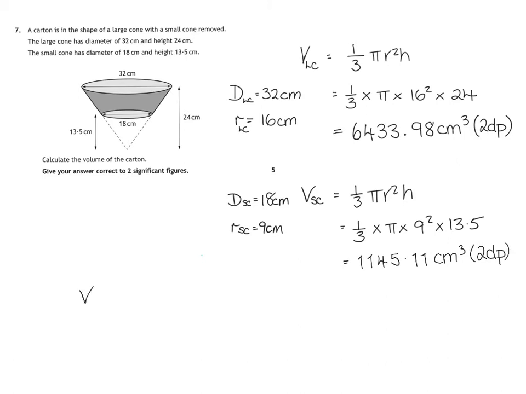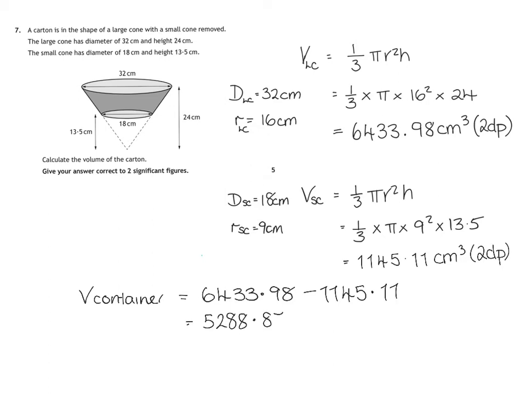So the volume of the container is going to be 6,433.98 take away 1,145.11. So we get 5,288.87 centimeters cubed, but it asks for our answer to 2 significant figures, so that would be 5,300 centimeters cubed to 2 significant figures.